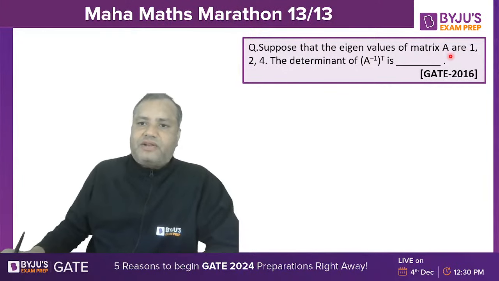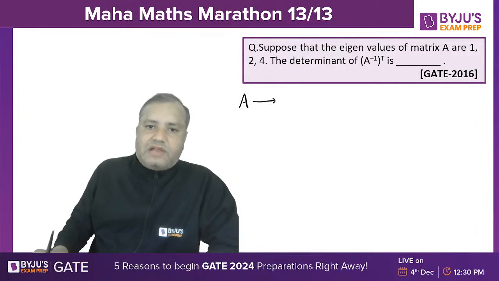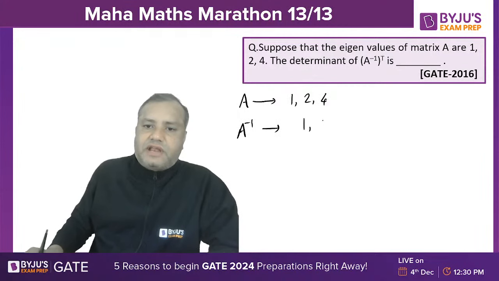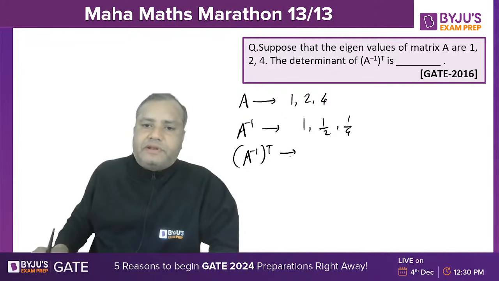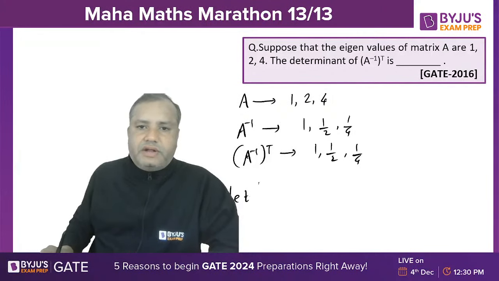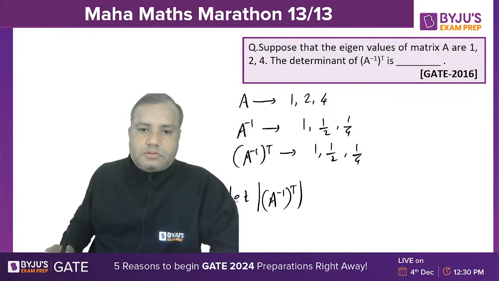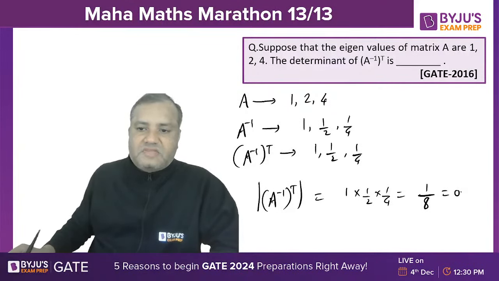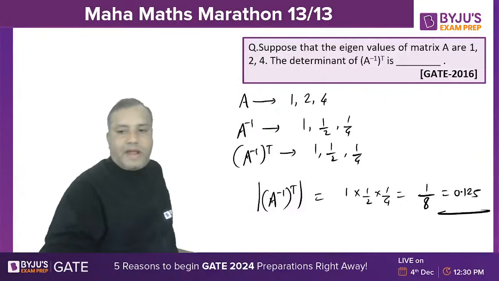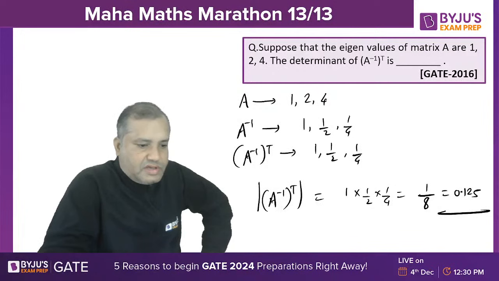Suppose that the eigenvalues of a matrix A are 1, 2, 4. To take its inverse, eigenvalues will be the reciprocal of them. If you take its transpose, no change will happen. We want the determinant of this. One by 8. Superb. Next.